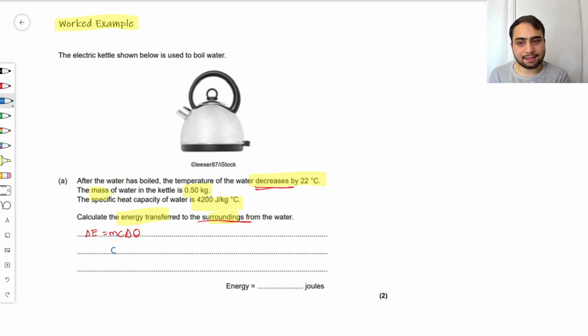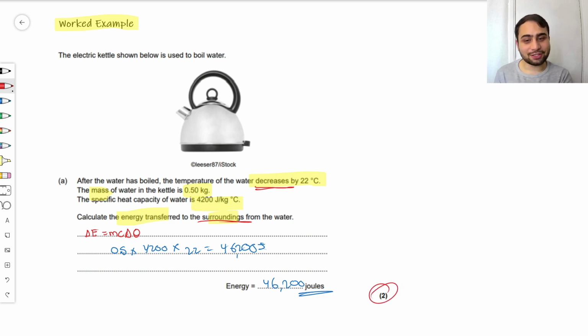So our mass is 0.5 kilograms, and then our specific heat capacity 4200, then our temperature change, which is 22, and that equals 46,200 joules. Right there, and again, it's already in our answer line, but always be careful. Straight away, that could have been a mistake you make in your exam itself. I've done it myself many times as well. Always be sure to make sure you're actually writing down your answer and not just some random value. So I hope you understood that.